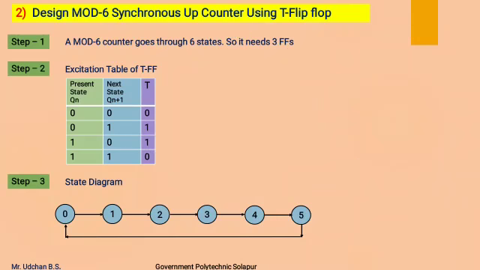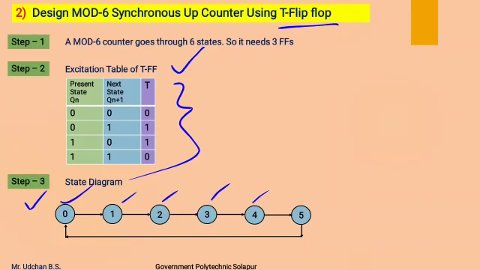So after this we are going to use the T flip-flop. So we have to write the excitation of the T flip-flop, which is written over here. After that we have to write the state diagram. As this is a mod 6 counter, it should have 6 states, starting from 0 to 5, and after 5 it should again get reset to the initial state, that is 0.